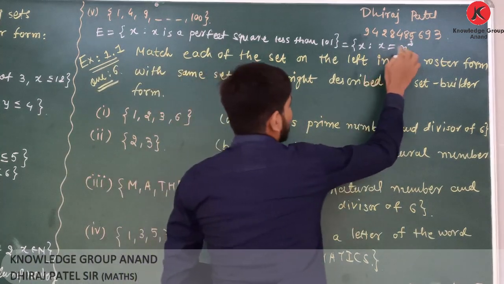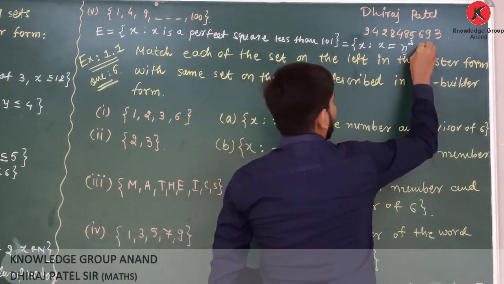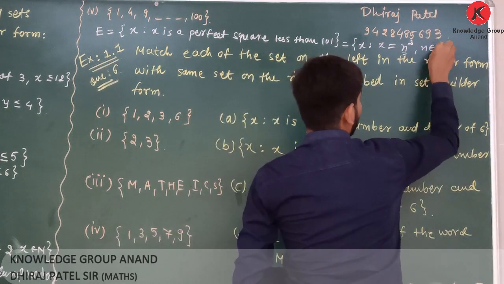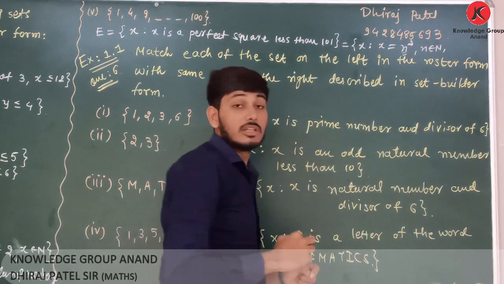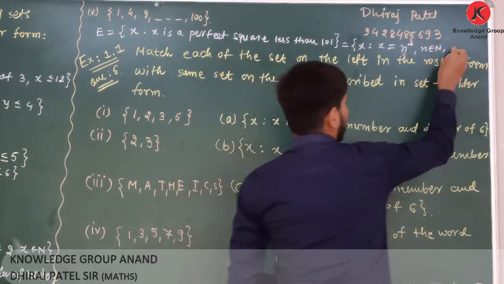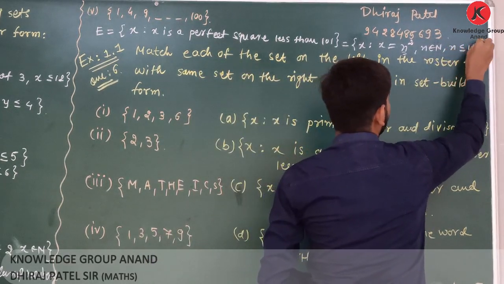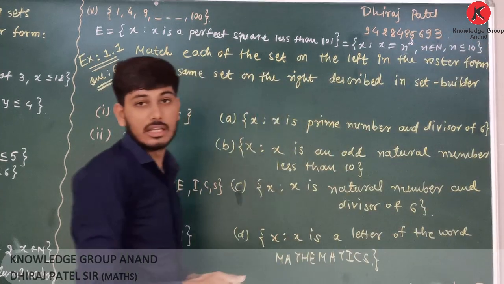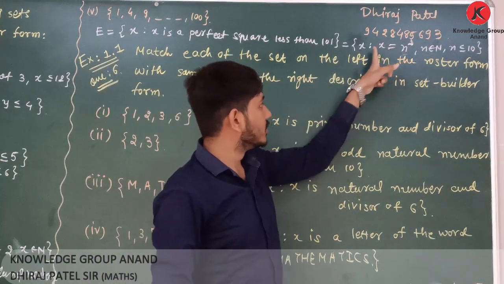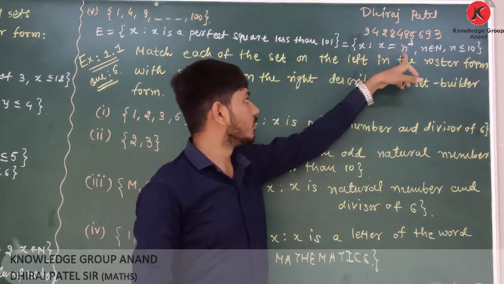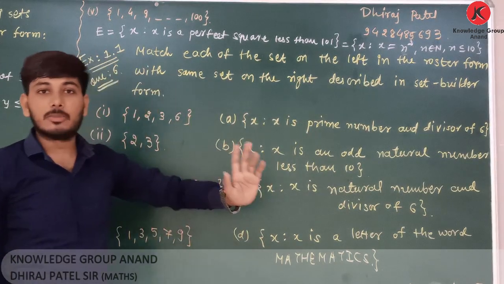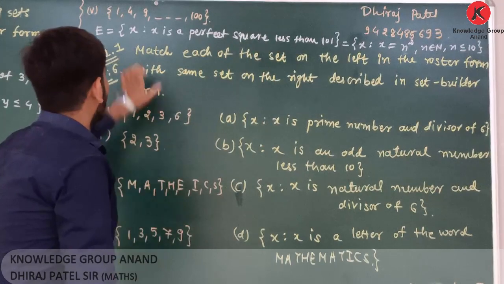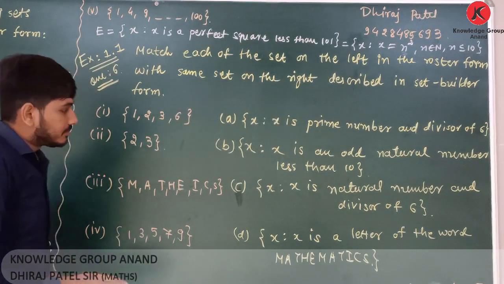So x equals n square, where you have to write the condition for n. You have to write n belongs to N, the set of natural numbers, and n less than or equal to 10, not 100. You have to take n up to 10 only. Therefore you are getting 1 square means 1, 2 square means 4, 3 square 9, and up to 10 square, that means 100. Okay, so this is your set builder form.